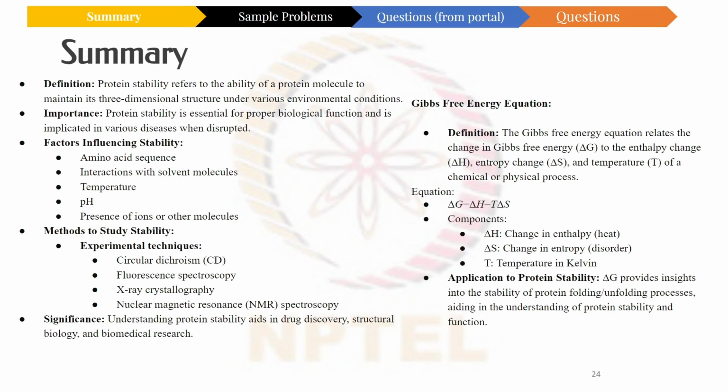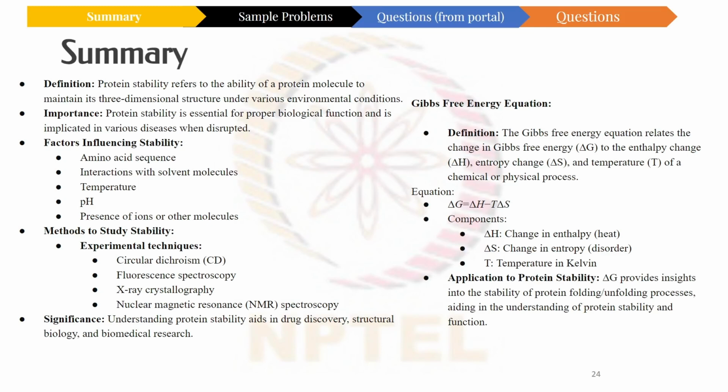The stability of a protein structure is influenced by numerous factors, including the sequence of amino acids, interactions with solvent molecules, temperature, pH, and presence of ions and other molecules. So understanding protein stability is essential in fields such as structural biology, biochemistry, and drug discovery. Proteins must maintain their native state to perform their biological functions effectively.